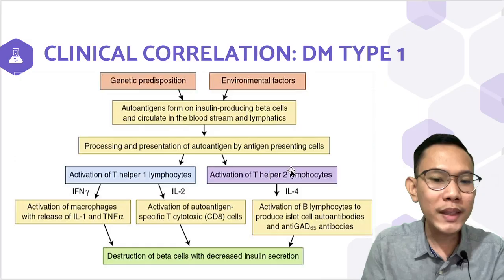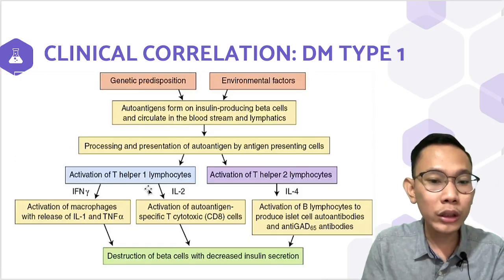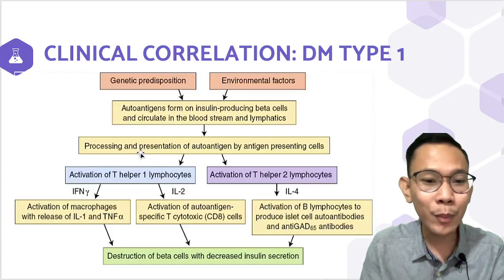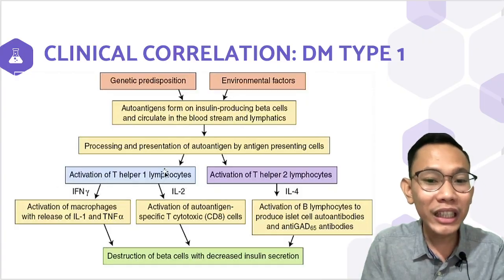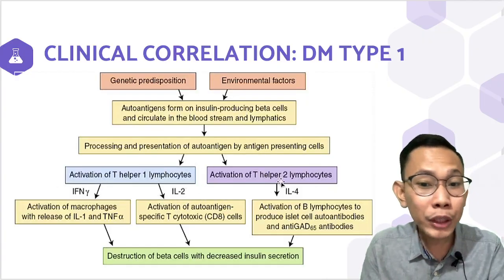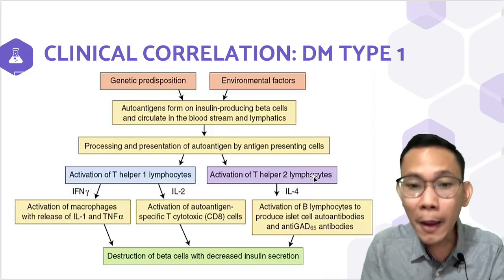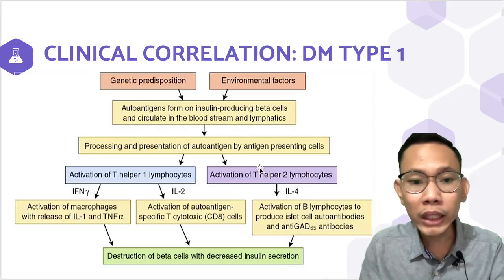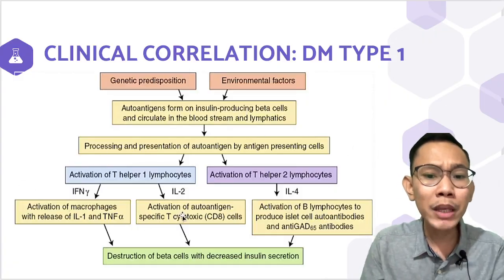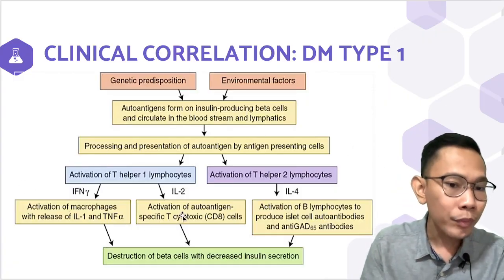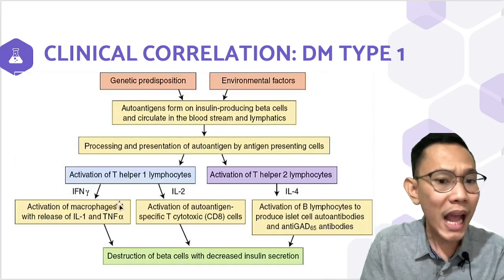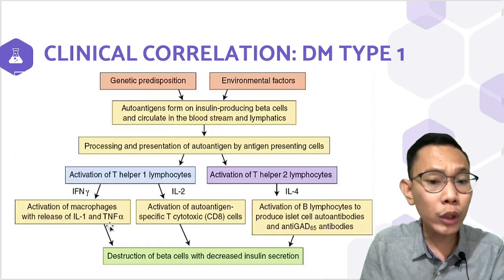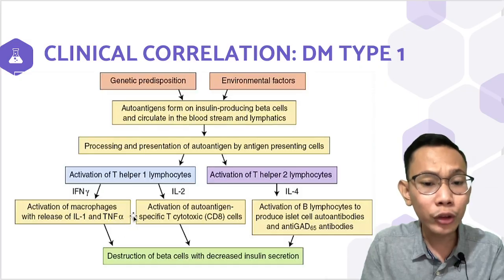Anong nangyayari? Once they presented that, it will activate your T helper 1 lymphocytes to produce your different cytokines, pwedeng interferon gamma and interleukin 2. For your T helper 2 lymphocytes, once activated by your antigen-presenting cells, it will produce your interleukin 4. Each of these cytokines being produced will result in 2. Pag interferon gamma, there is activation of your macrophages with release of your interleukin 1 and tumor necrosis factor alpha.